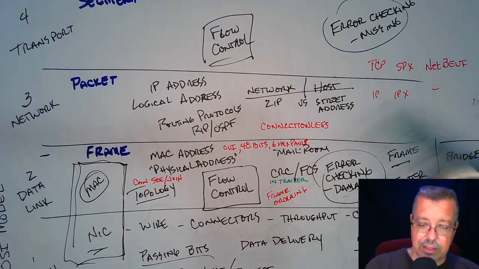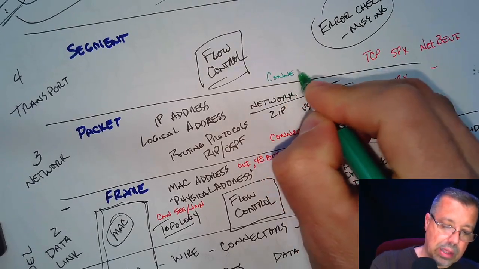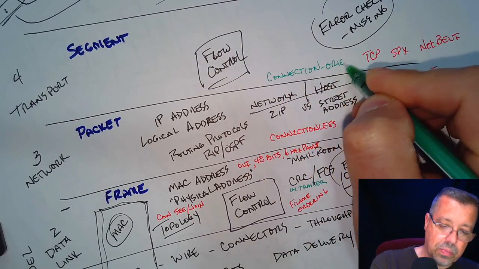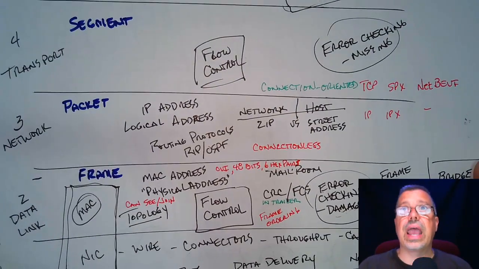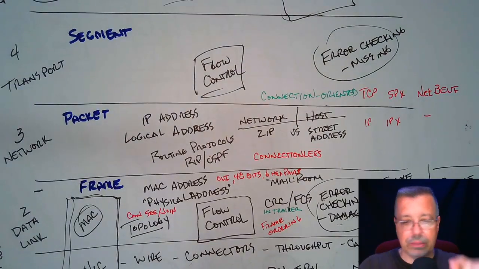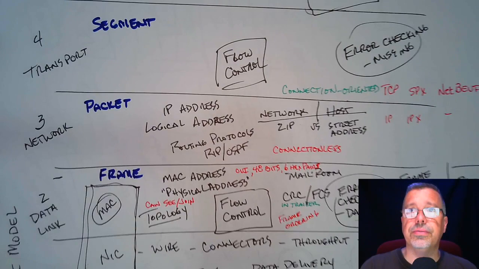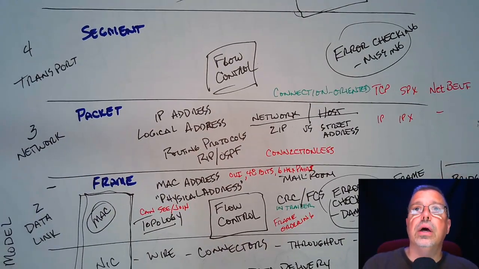So because this layer is a connection oriented layer, and almost everything at layer 4 is connection oriented. There is one big exception that we're going to come up on.